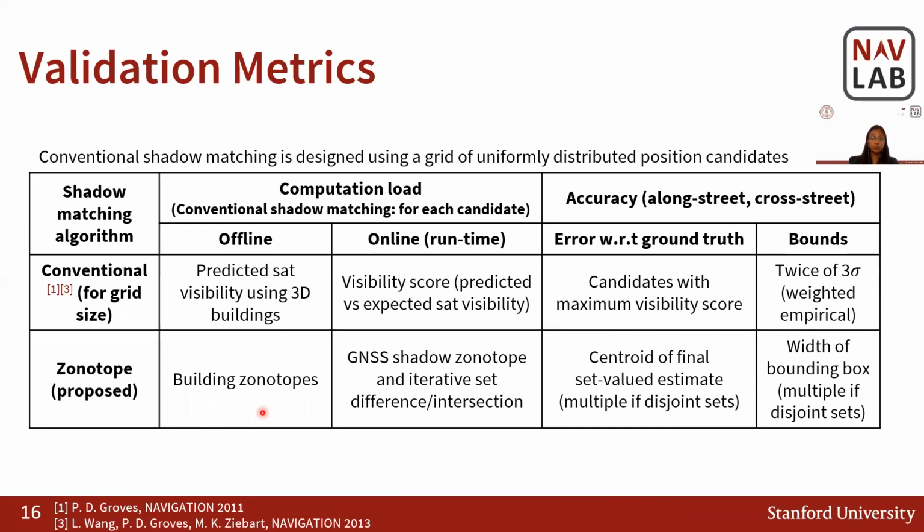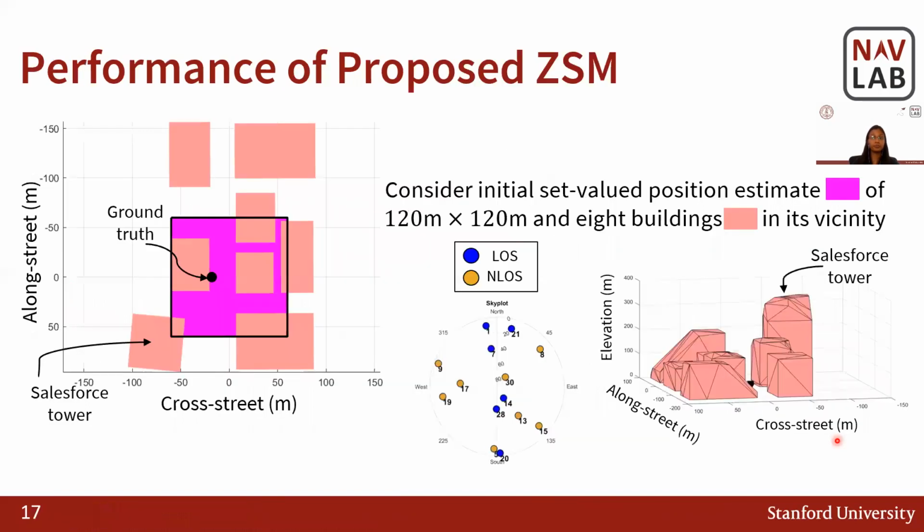For Zonotope shadow matching, the offline computation involves creating building Zonotopes, while online computation involves designing GNSS shadow Zonotopes and iterative set differencing or intersection. We report error statistics with respect to centroid of the disjoint sets in the final estimate, while bounds are computed as the width of bounding boxes that individually enclose them.